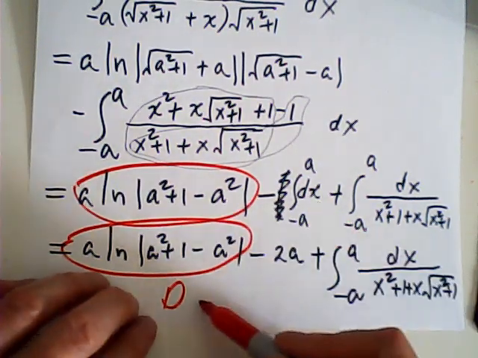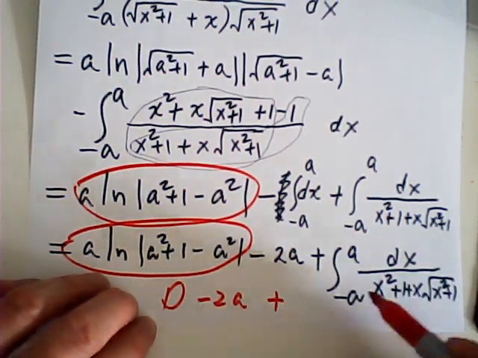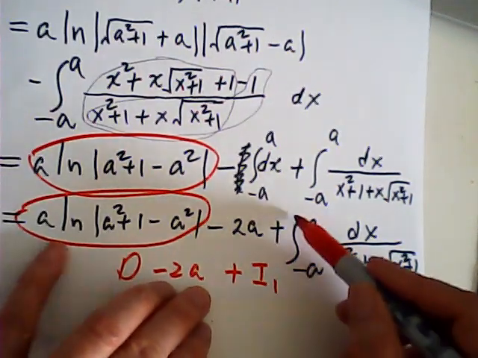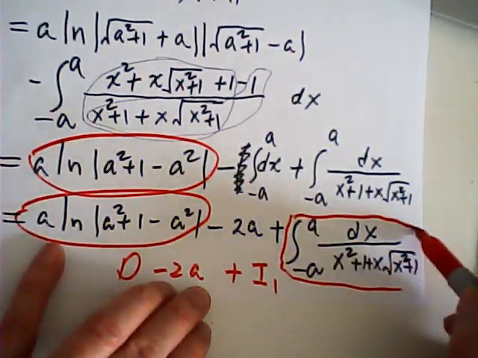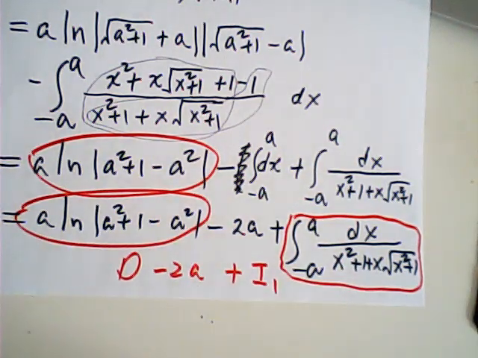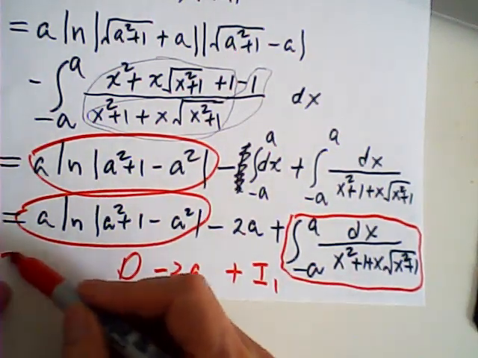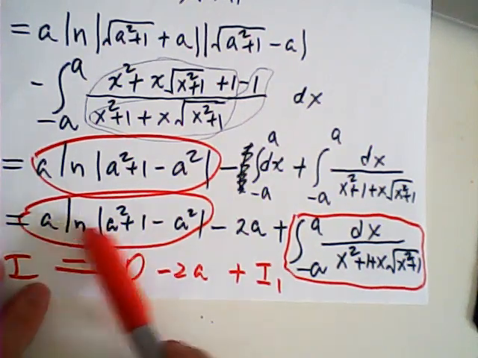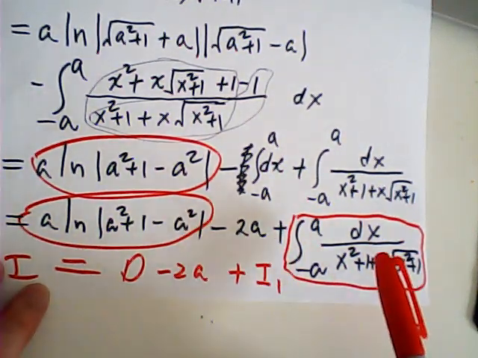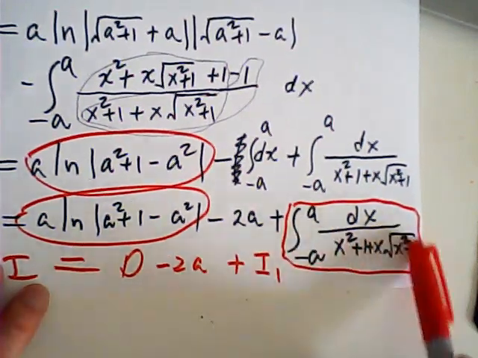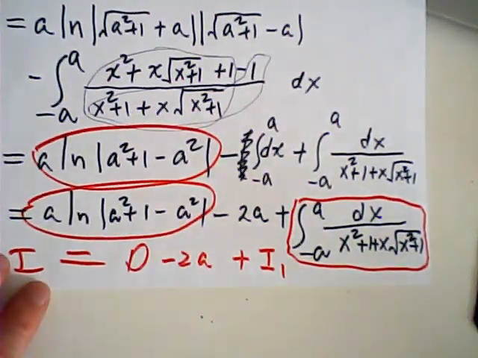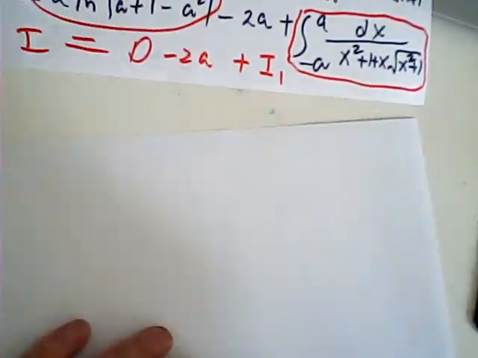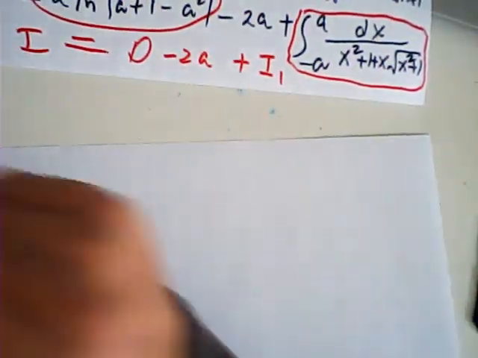Okay, this one is 2a, minus 2a, plus this, I say I1. I call this I1, right? All right, so my I is equal to this. This is 0, this is 2a, minus 2a. This one I need to discuss further. So, all right, let me continue.